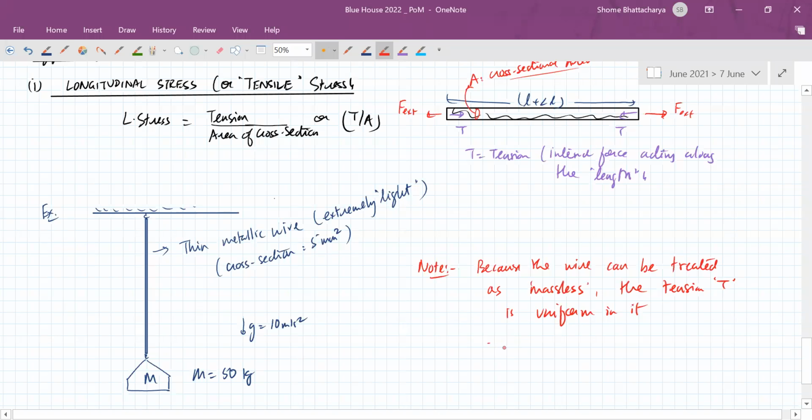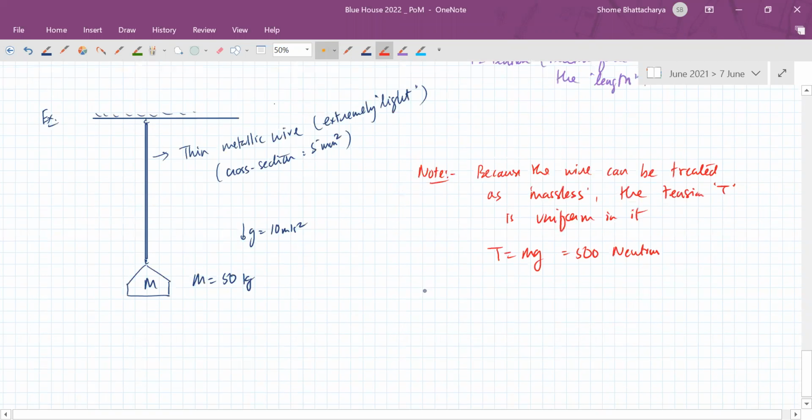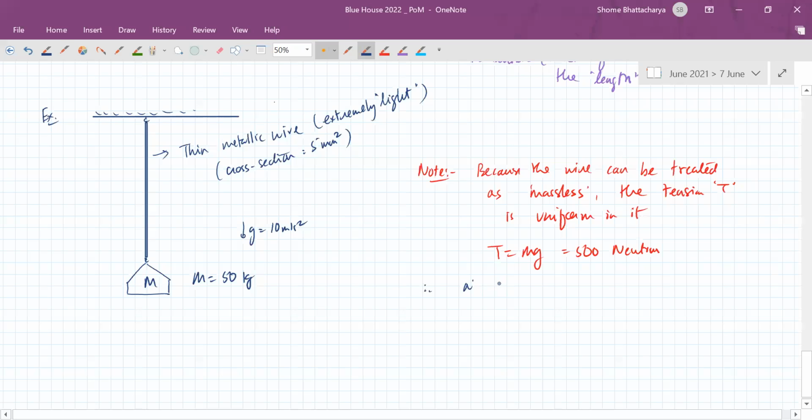Okay. So that uniform tension will be equal to the weight of the block. So that will be 500 newtons. Okay, so therefore at any point in the wire, there will be a uniform stress, longitudinal stress. Therefore, the longitudinal stress is uniform, and it is equal to this value of tension divided by cross-sectional area.